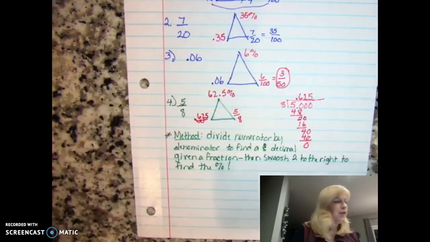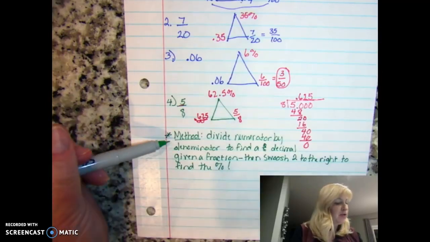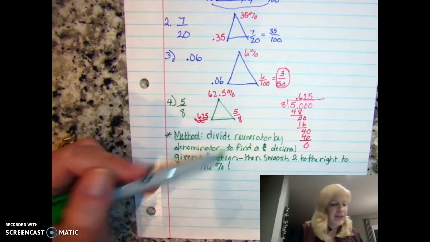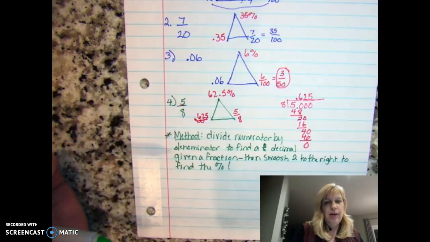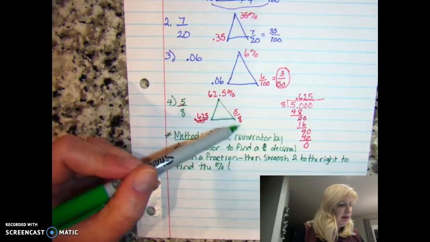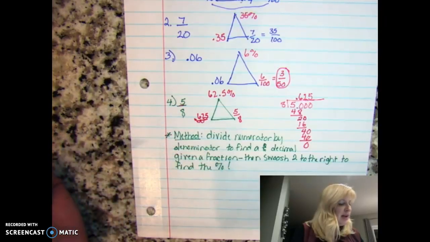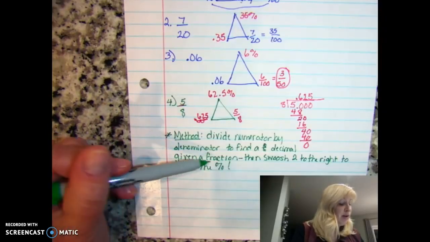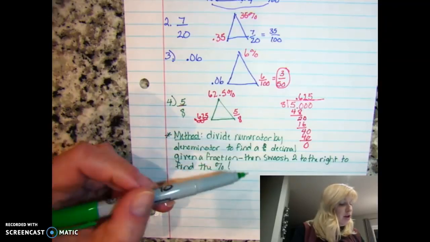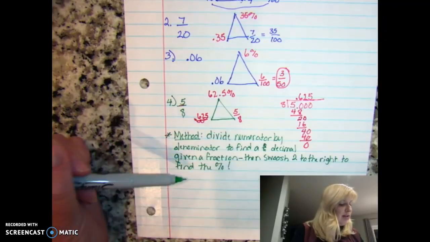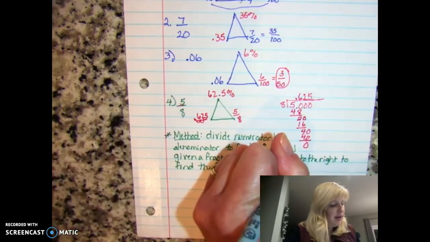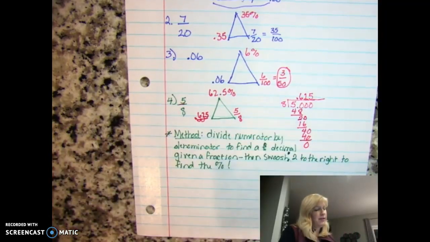All right, we are almost finished. I would like you to write down the method we used for this top one. I think that would be helpful when you maybe get stuck on a quiz to figure out what do I do when I'm given kind of a wonky number like this. So our method is to divide the numerator by the denominator to find a decimal when you are given a fraction. Then you swoosh the decimal point 2 to the right to find the percent.